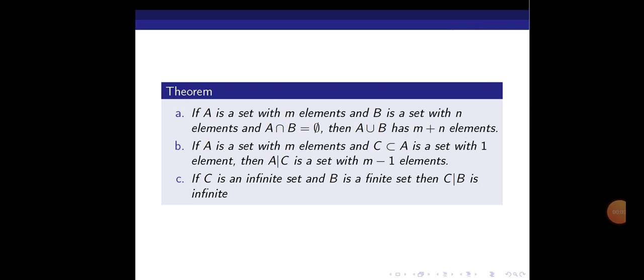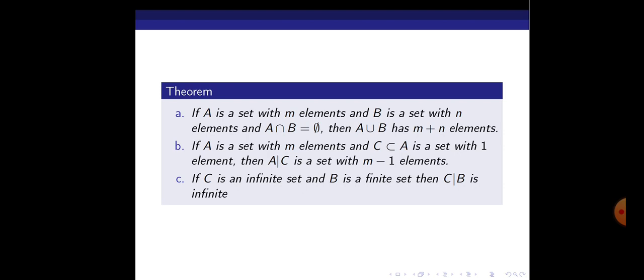Hello students, in this video we will be discussing the basic properties of a finite set. It is outlined as a theorem. The theorem consists of three parts and it states that if A is a set with m elements and B is a set with n elements, and A intersection B is empty, then A union B has m plus n elements. It is a very trivial result, but you have to prove it.